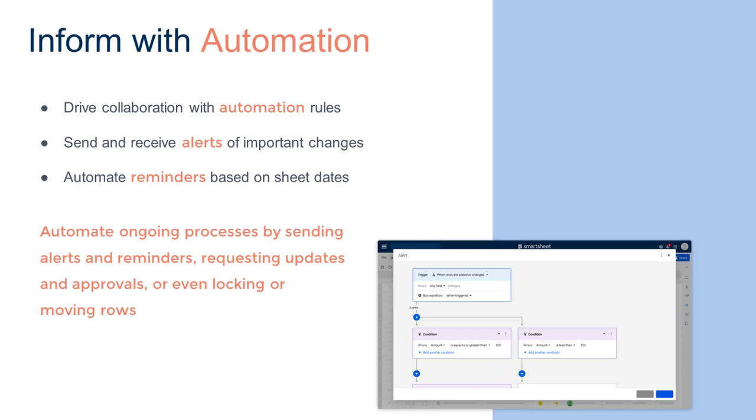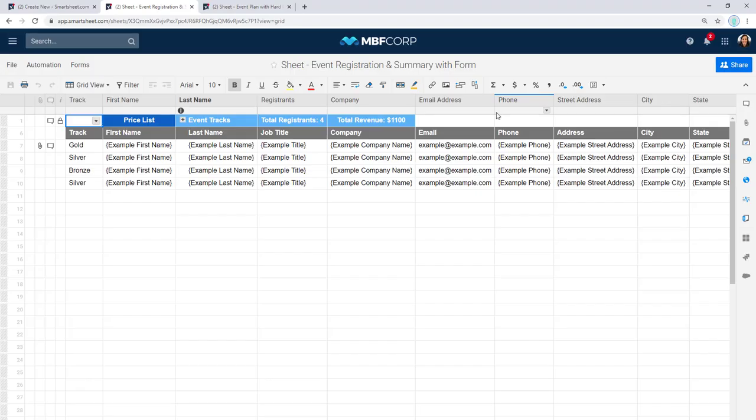There are also going to be row actions. So while this isn't a method of collaboration, you can use automation to lock or unlock rows based on specific changes in your sheet. And anytime that you're locking, that prevents anyone who isn't a sheet owner or admin from making changes. In our event registration sheet, I want to create a rule asking Smartsheet to notify me anytime that we receive a new registration.